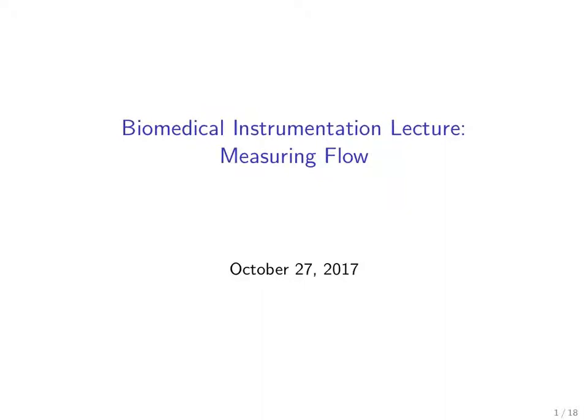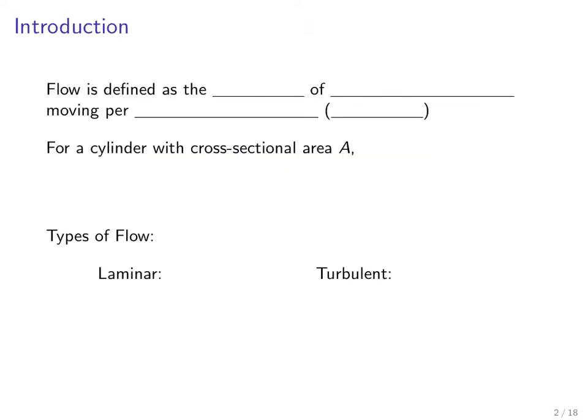In this biomedical instrumentation lecture, we'll talk about measuring flow. Flow is defined as the volume of a liquid or gas moving per unit time and has typical units of milliliter per minute in clinical measurements.